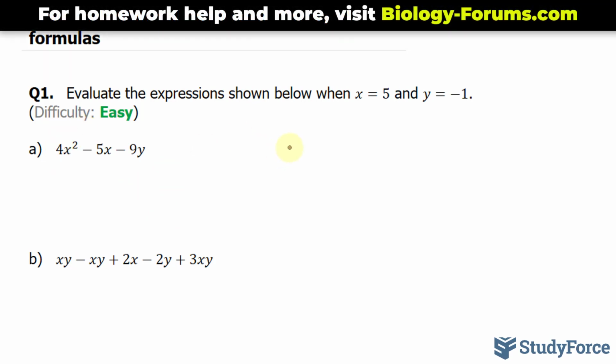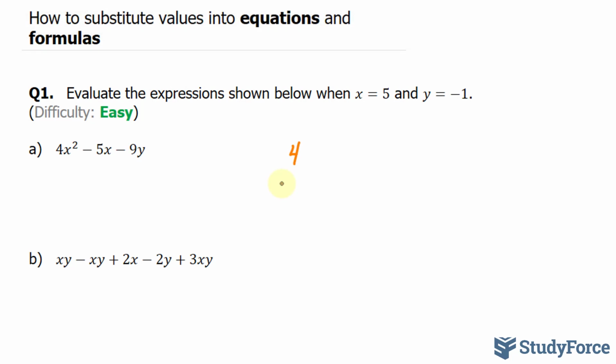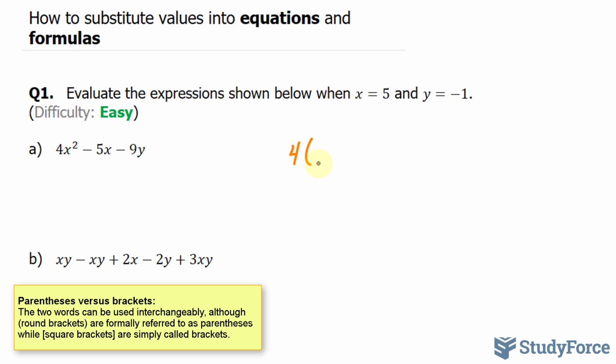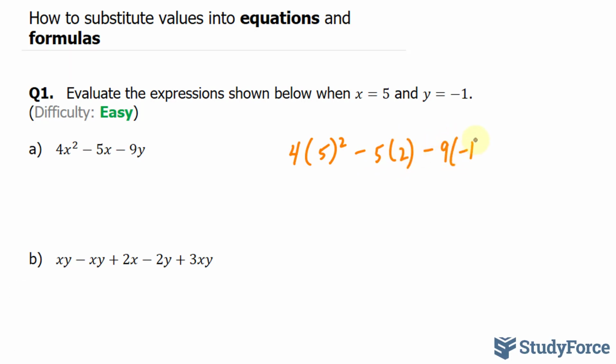So starting with this term, we have 4, and whenever you substitute a number or any value into another value, you want to put it in parentheses. So we have 4 bracket 5 squared minus 5 times 2 minus 9 times -1. Let's evaluate this part. We have 4 times 5 to the power of 2. 5 to the power of 2 needs to be evaluated first because it's an exponent. That's 25. 25 times 4 is 100.